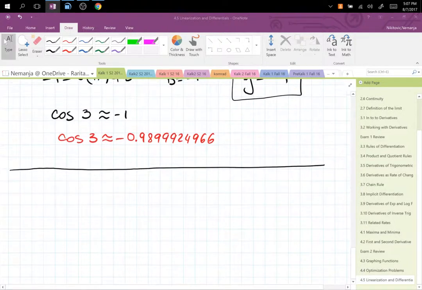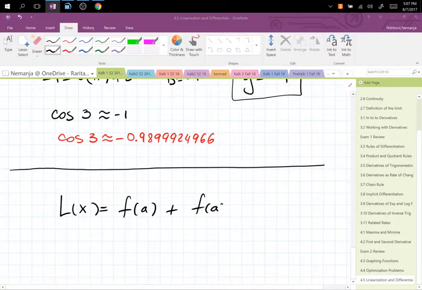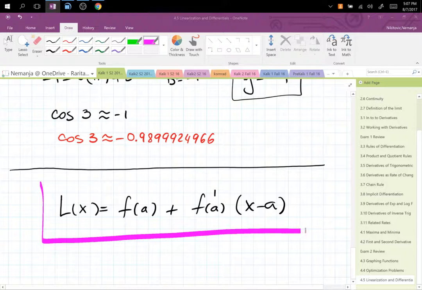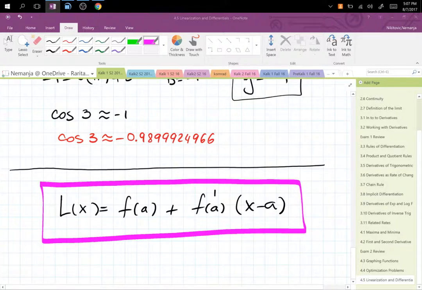And that formula is L of x is equal to f of a plus f prime of a times x minus a. This is known as linearization, but it's actually a tangent line.